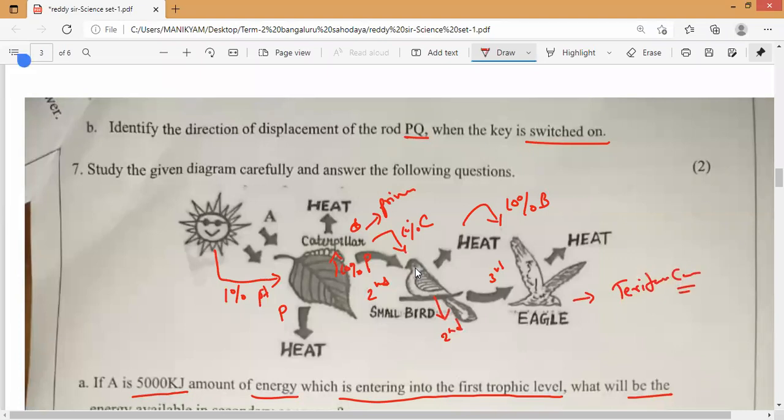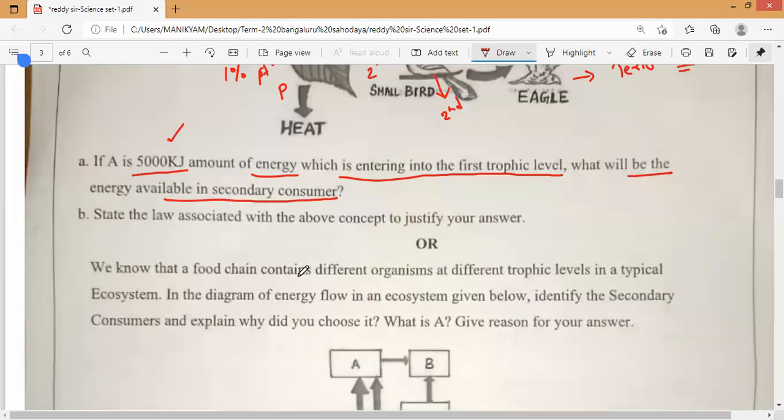Now if you notice, the plants will absorb how much energy? The sun is giving 5,000 kilojoules. So now 1% of 5,000 means how much will it come, guys?